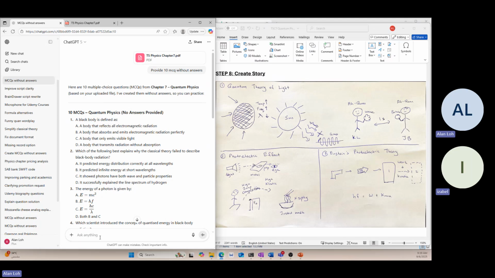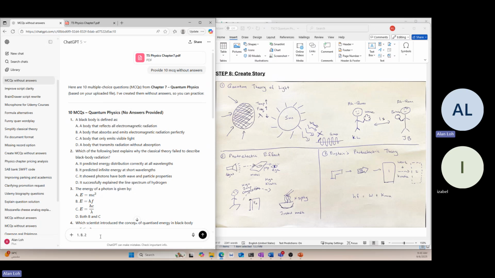So the first one is, I need you to read the question out loud this time. A black body is defined as a body. Before reading the answer, which drawer, which subdrawer? The light bulb drawer and the black body. Excellent. Then tell me the answer. A body that absorbs and emits electromagnetic radiation perfectly. So B. B is your answer? Yeah.